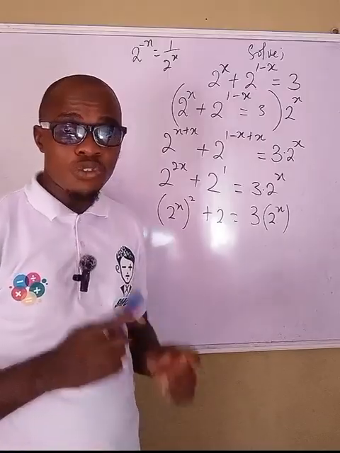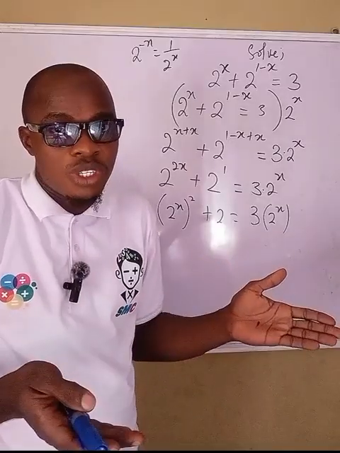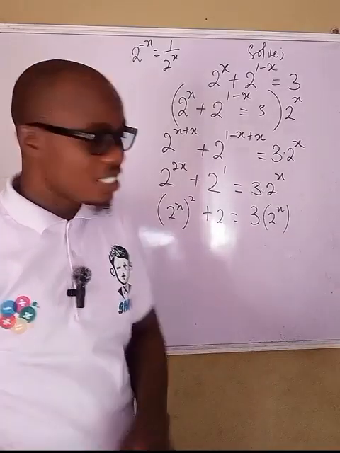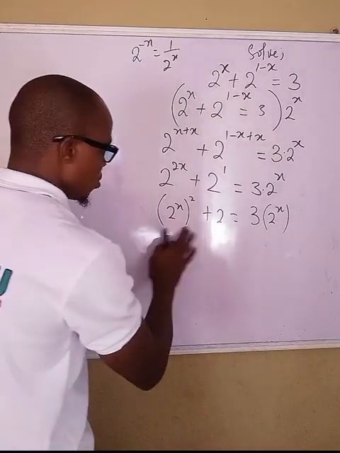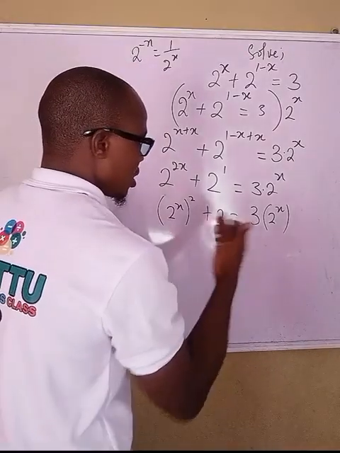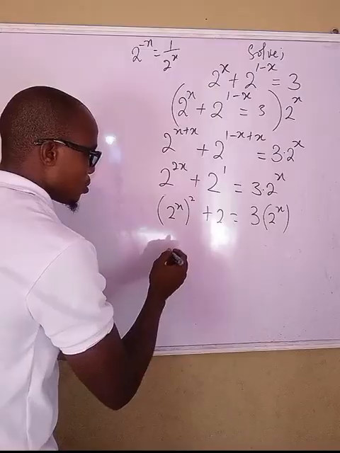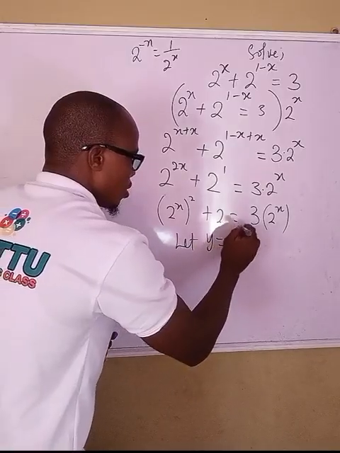Now, we have 2^x. Let's do some replacement. There's a way you can do it without replacement, but for better understanding, let's replace it. When you get to know more about this, you can choose not to introduce any variable. So let y equal 2^x.